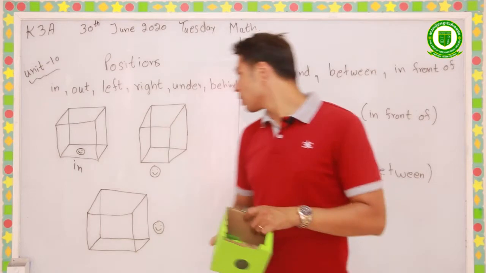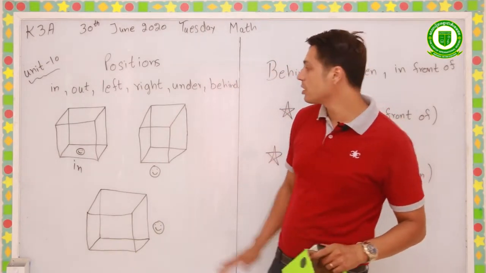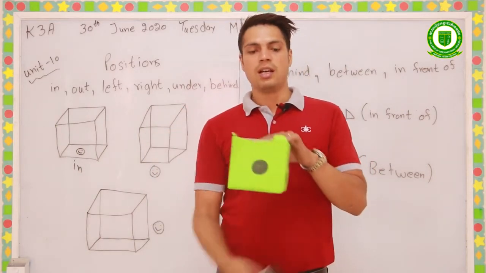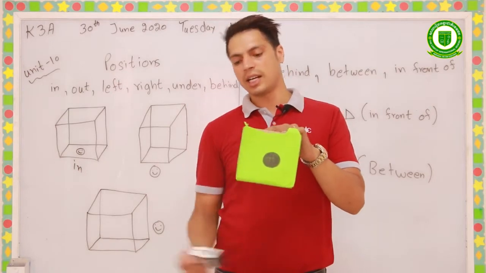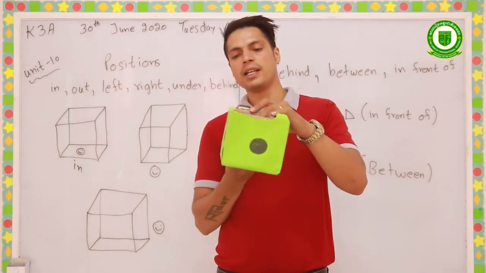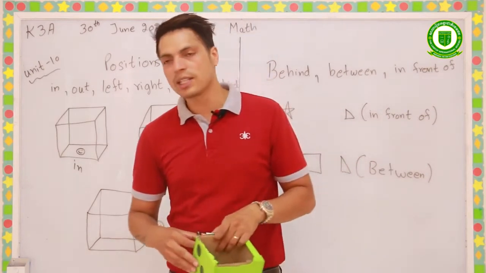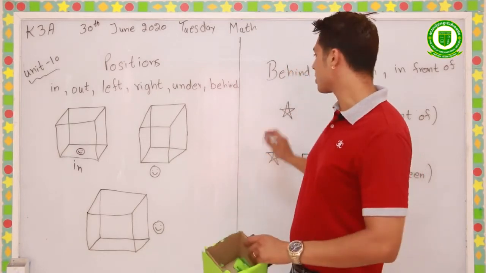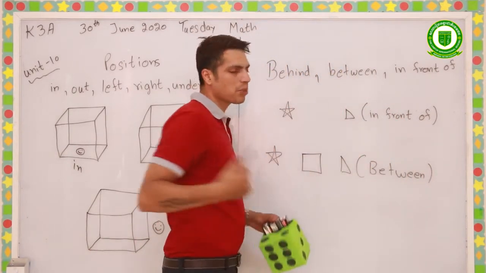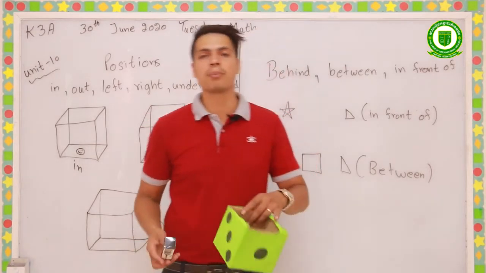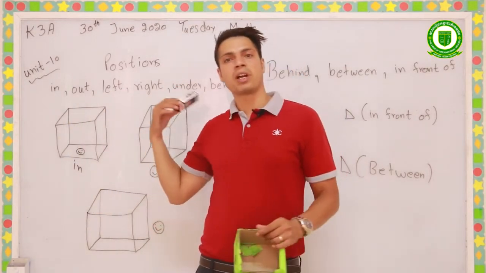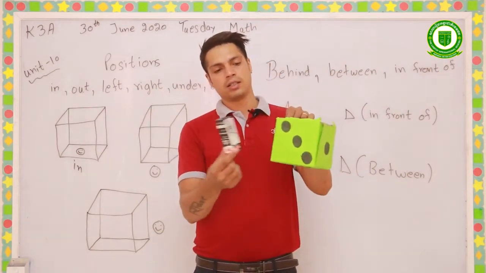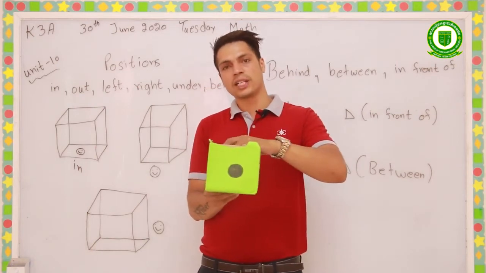These are the positions we will learn today, and we will learn some more. First, in and out, left, right, under, place it under, behind, place it behind. Behind is what is at the back of me. The whiteboard is behind me, and here I place it and turn it around, so it's behind.